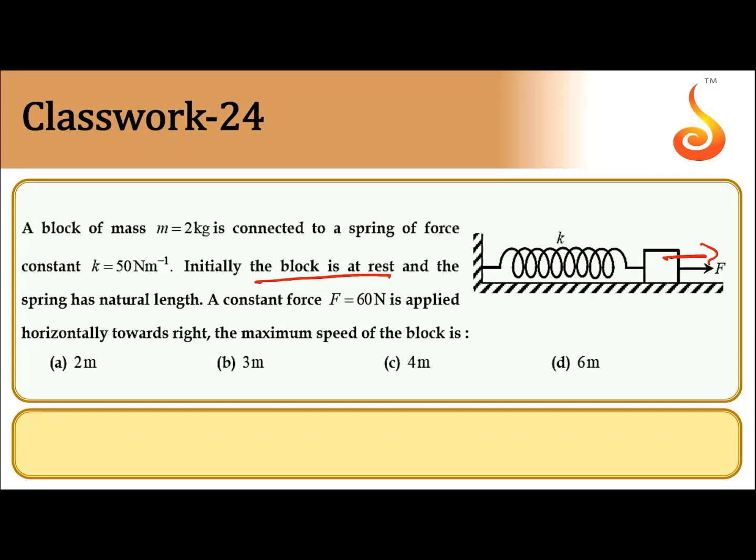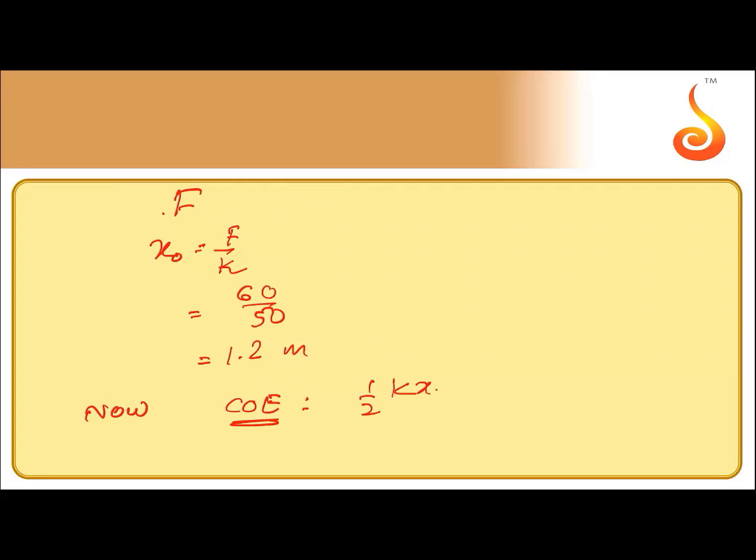Now, when this force is applied, when a constant force is applied, there is an elongation. What is that elongation equal to? This is given by F divided by k. What is that? 60 divided by 50, that is 6 divided by 5, 1.2 meters. Now, we can use the conservation of energy. What does that give us? The total initial spring energy is equal to final kinetic energy.